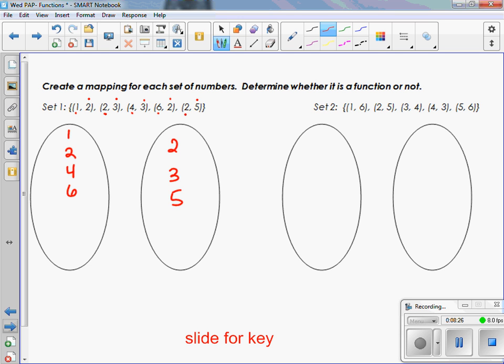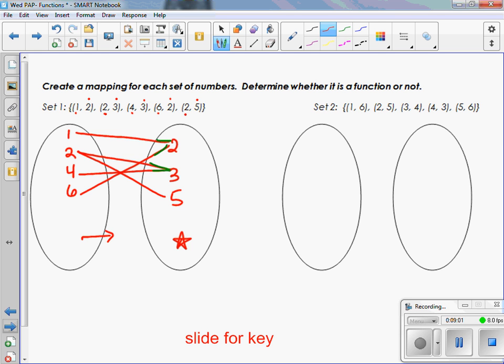So when we match them up, I've got 1, 2. So 1 goes to 2, 2 goes to 3, 4 goes to 3, 6 goes to 2, and 2 goes to 5. Okay, so here's the trick. Domains are only allowed to have one arrow coming from it. Ranges can have as many going to it as they want. It does not matter. Okay?